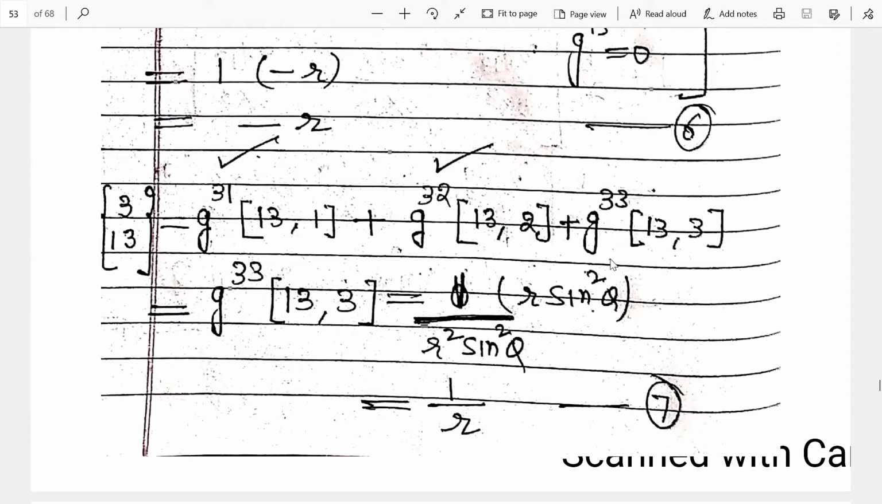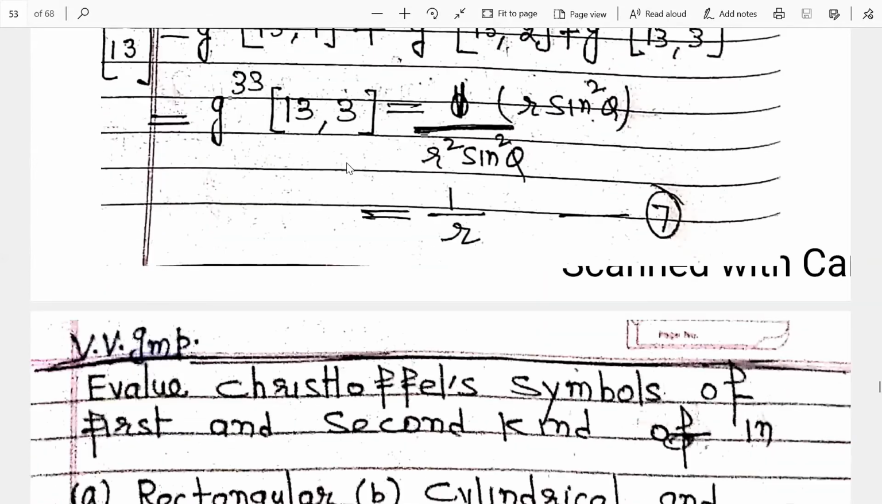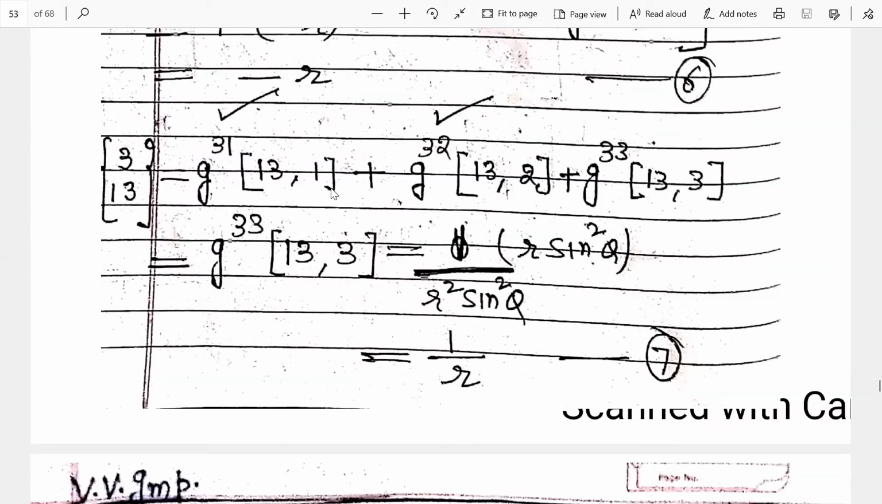Now what is g^33? g^33 is equal to 1 by r square sine square theta. And what is [13,3]? This is r sine square theta. Then what is its value? That is equal to 1 by r. So similarly, we can find any Christoffel symbol of the second kind. We just need to understand the concept of how we can substitute the values of i, j, k and l.